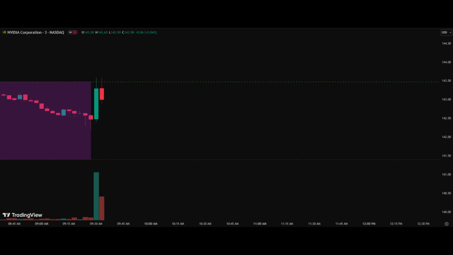Once again, buyers attempted to break above the highs, but sellers responded swiftly, pushing the price back down. This is a strong indication that sellers are actively defending the pre-market high level. At this stage, we can begin watching for a potential short entry. However, it's important to remain patient and wait for additional confirmation before committing to the trade.